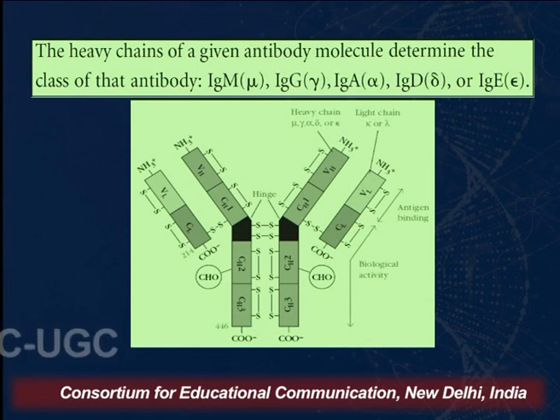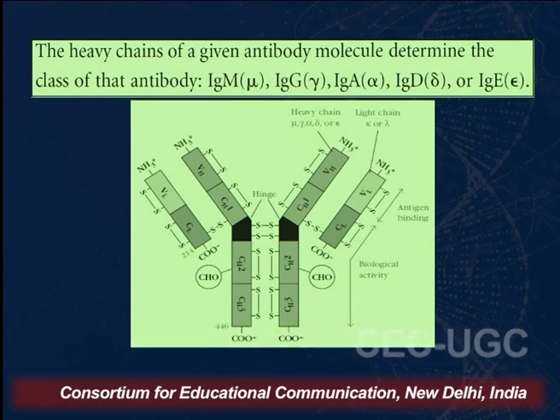So the heavy chain of a given antibody molecule determines the class of the antibody. Like in IgM there is a mu, in IgG there is a gamma, in IgA there is an alpha, in IgD there is a delta, and in IgE there is an epsilon. So depending upon these, the 5 major categories of immunoglobulin are classified in the human immune system.